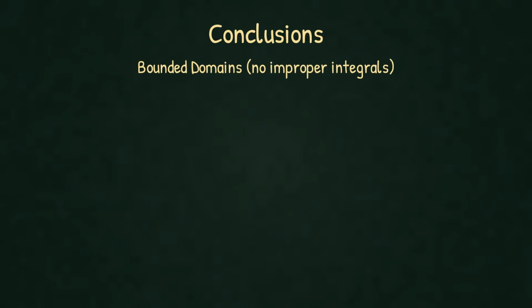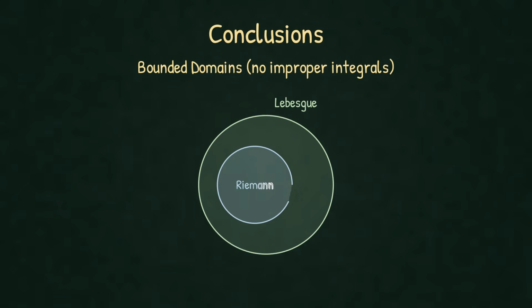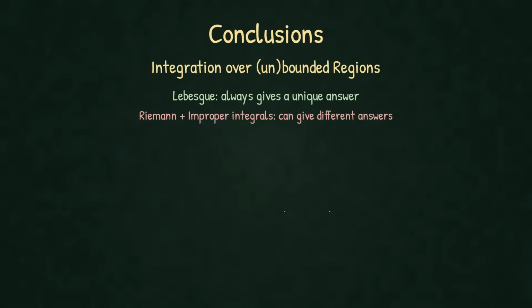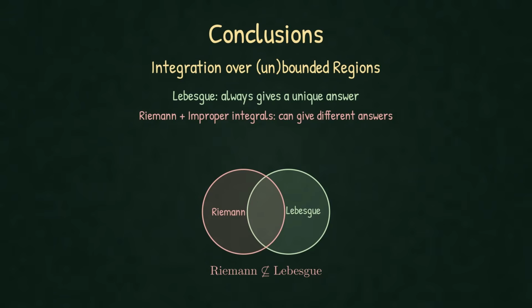Let's summarize with two key conclusions. First conclusion: bounded domains, no improper integrals. Here, Riemann integrable functions are a subset of Lebesgue integrable functions. Second conclusion: integration over bounded or unbounded regions. Lebesgue always gives a unique answer. Riemann with improper integrals can give different answers depending on the exhaustion. In this case, Riemann is not a subset of Lebesgue.